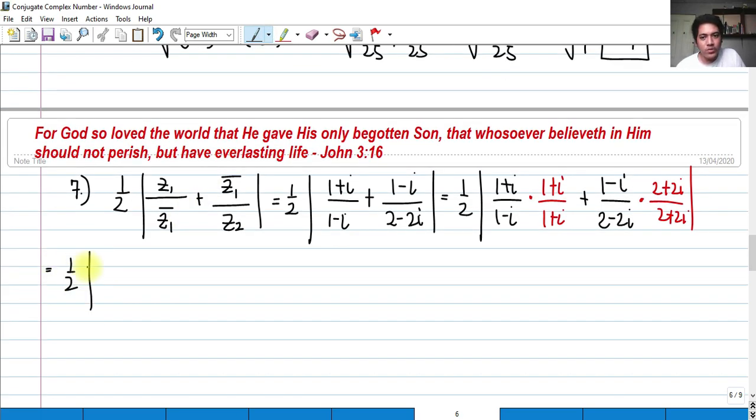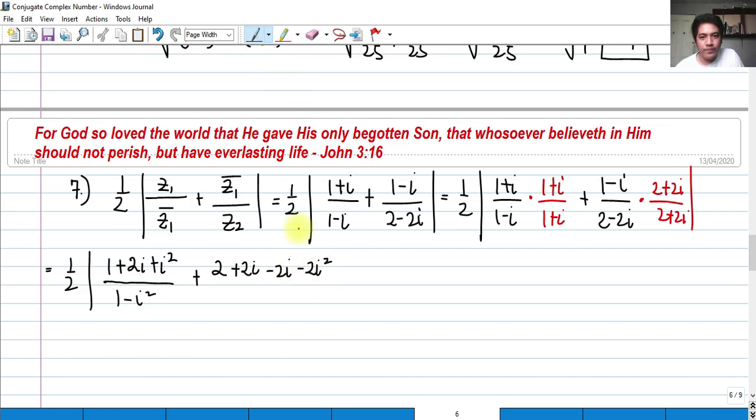So, 1/2 the modulus of, we have 1 plus 2i plus i squared. If we do this, they are entirely the same, so we can use the shortcut for FOIL. So we have 1 minus i times 1 plus i, that's 1 minus i squared. Plus, we have to perform FOIL on this. The first, the outer would be plus 2i. Inner would be negative i times 2, that's minus 2i. And the last would be negative i times 2i, that's minus 2i squared.